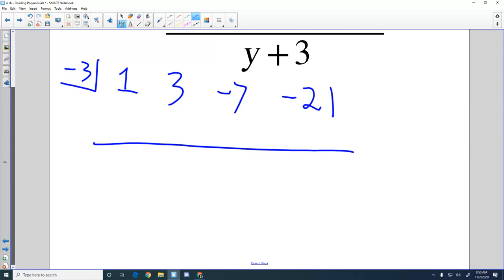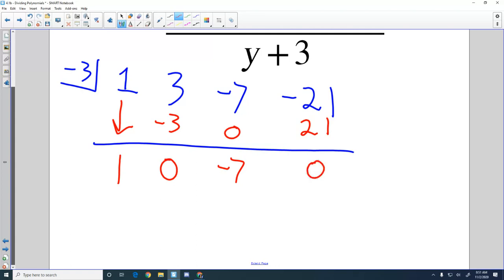All right, so from this setup, here's our process. We start by dropping that very first coefficient down, so that's a 1. Then you multiply that number by whatever's in the half box, so a -3. 1 times -3 is a -3. Add those up. A 3 plus a -3 is 0. Multiply by the number in the half box. We get a 0. Add them up, get a -7. -7 times a -3 is +21. When I add these up, we get 0.